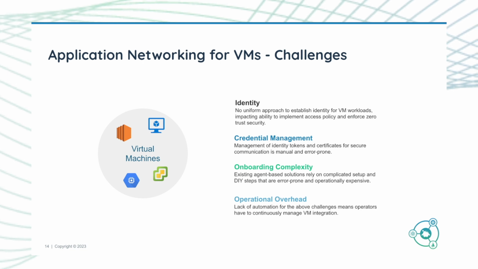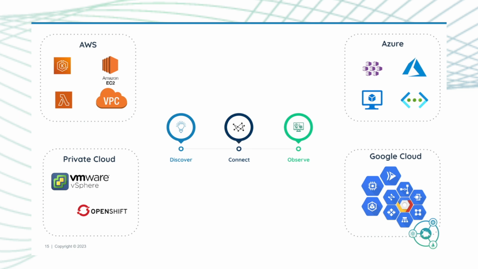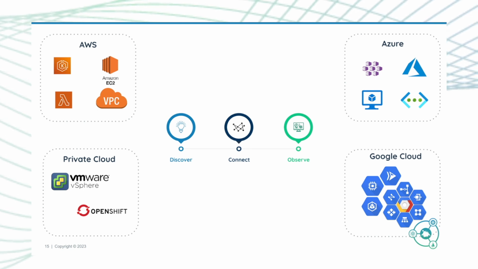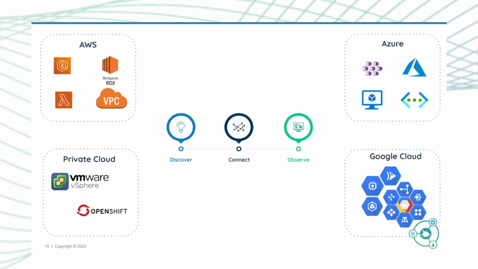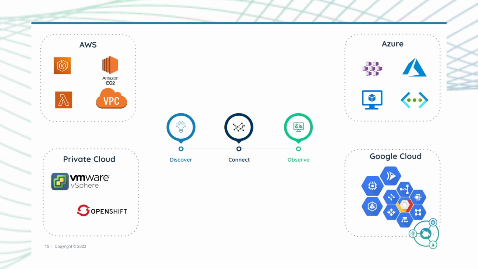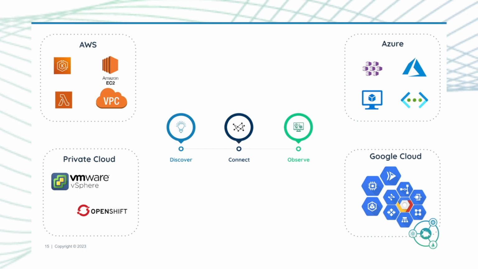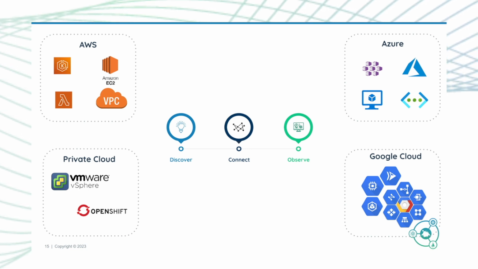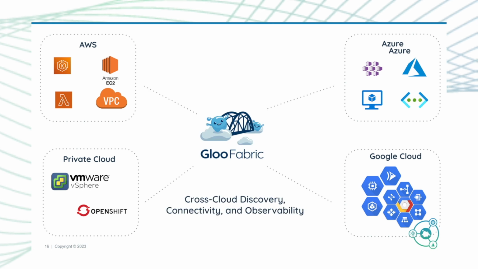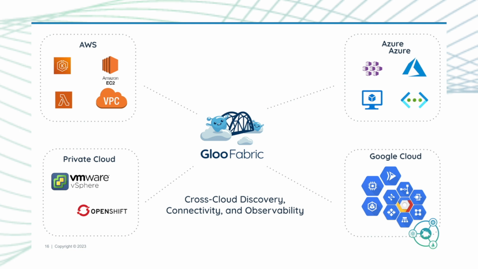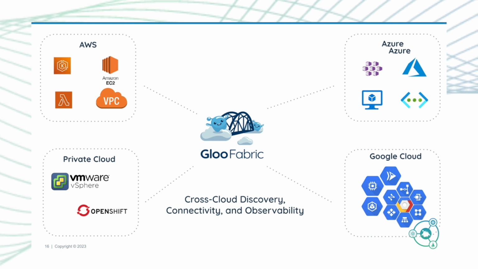So zooming back out, we recognize we're going to be in a hybrid environment here. We're going to have Kubernetes, we're going to have cloud provider services, and we're going to have virtual machines. How do we realize these common behavioral patterns of discover, connect, and observe across these disparate environments? And that's exactly what Gloo Fabric solves. Cross-cloud discovery, connectivity, and observability.